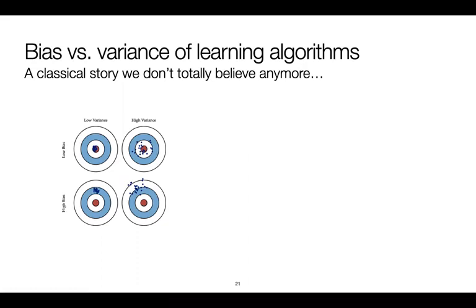Even after I fit it on a bunch of training data, maybe it's linear, right? So it doesn't have the capacity to represent the right answer, or maybe there's something else going on. But basically, it's not going to give me the right answer, the right label that I'm looking for, even after I fit it on a bunch of data.